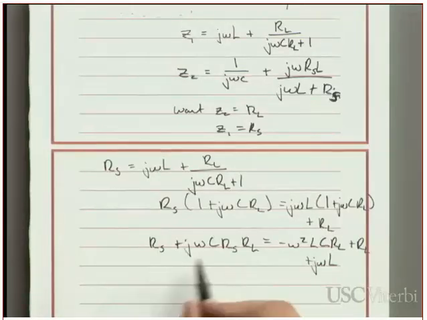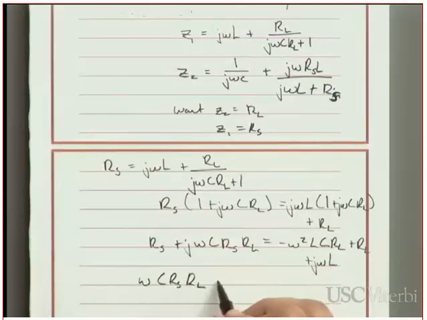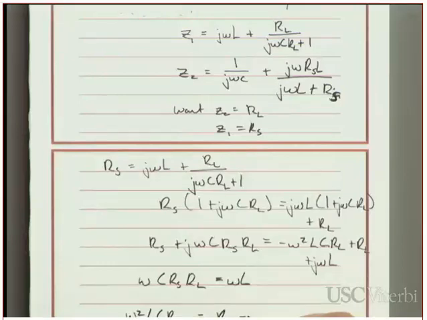So imaginary parts are omega C RS RL equals 2 omega L. So this gives me a way to choose L or C, one or the other. And then the real part is going to be omega squared L C RL equals RL minus RS.